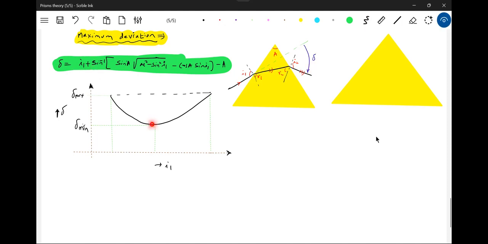Now we had the discussion on the minimum deviation. Now we'll focus on this maximum deviation. We know the basic deviation formula. This is our formula: I1 plus I2 minus A. The deviation in fact will be maximum when I1 equals pi by 2, because the deviation depends on I1 and I2. What is the maximum possible value of I1? It is pi by 2, that is 90 degrees. Then the deviation will be maximum.